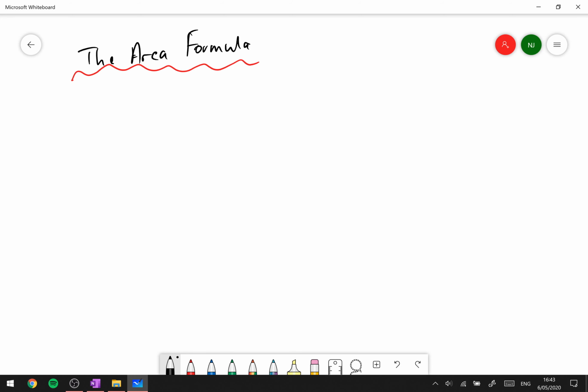Okay, so the area of non-right angle triangles. So the area formula. Let's have a look at a triangle again. Okay? And we're going to label this triangle A, B, and C. So effectively, how you can work out the area of this triangle is quite simple. We're going to look at how this is related to when you know a perpendicular distance.